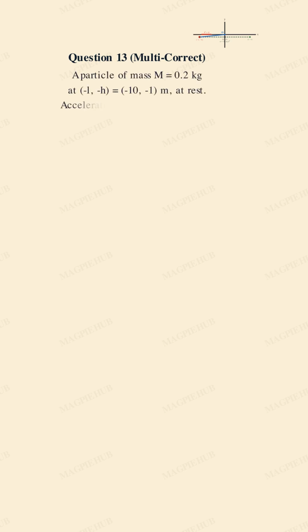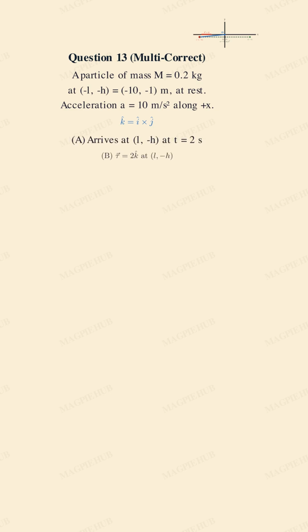Here is the question. A particle of mass 0.2 kilograms starts from rest at the point (-10, -1). It accelerates at 10 meters per second squared along the positive x direction. K hat equals I hat cross J hat. Which of the following statements are correct?